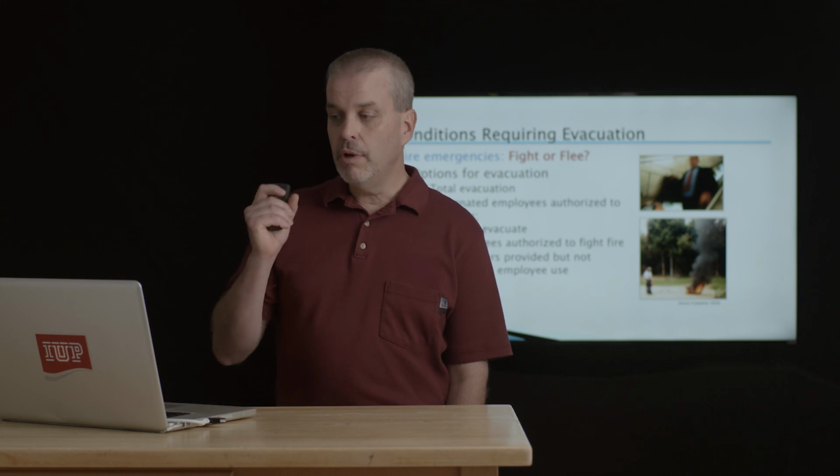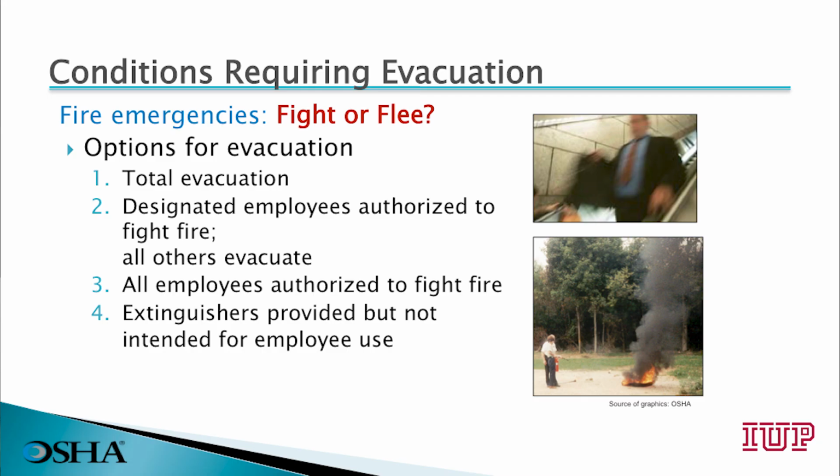Our options include one of the following four. We may elect a total evacuation. Instead, option two, we may have designated employees who are authorized to remain behind to fight a fire while the rest of us evacuate. A third option includes all employees on site are authorized to fight that fire. Or lastly, we provide portable fire extinguishers, but we don't intend our employees to use them.